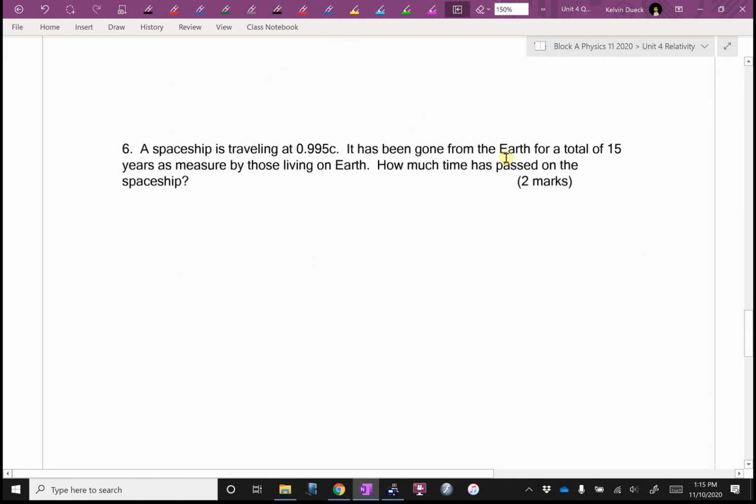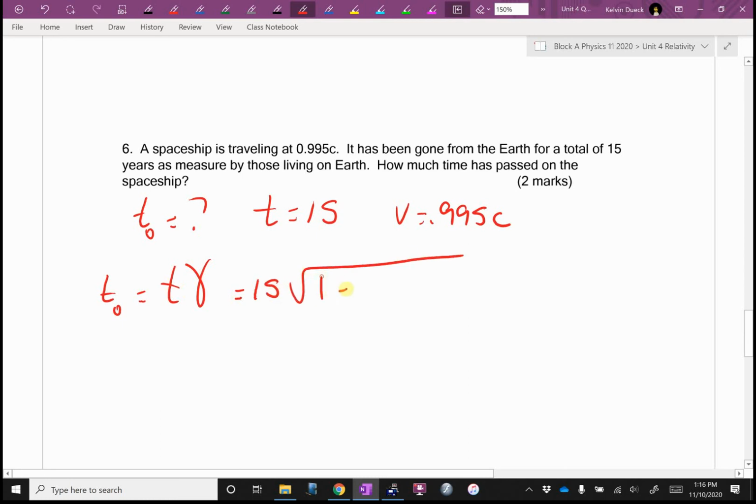5 is the same question, I think. 5 is asking me to find time on board the spaceship, which must mean they gave me time back on Earth. And they must have given me speed. We're going 99.5% of the speed of light. The time dilation here is going to be pretty significant. T0 equals T times the square root thingy. It's going to be 15 times the square root of 1 minus 0.995 c over c all squared.